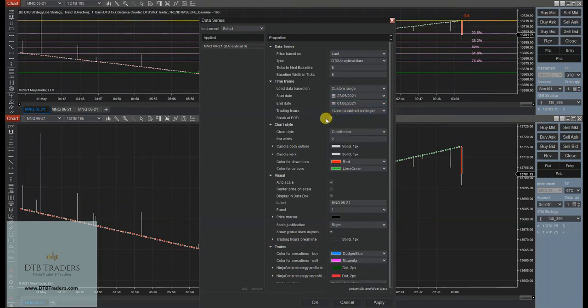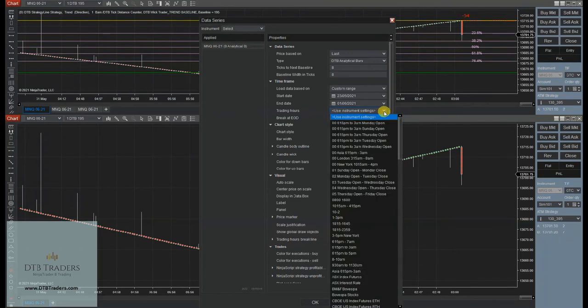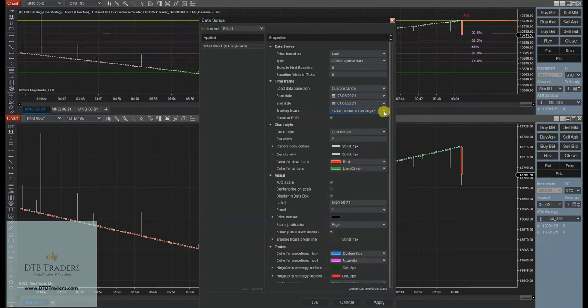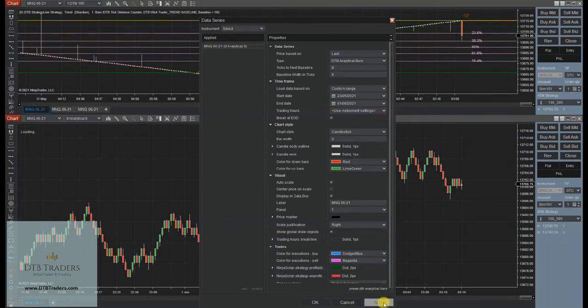And I'm going to put break at end of day, and I'll use instrument settings, which will be fine for this specific chart. So I'm going to set that up, and then what I'm also going to do is set up another instance of this data series.